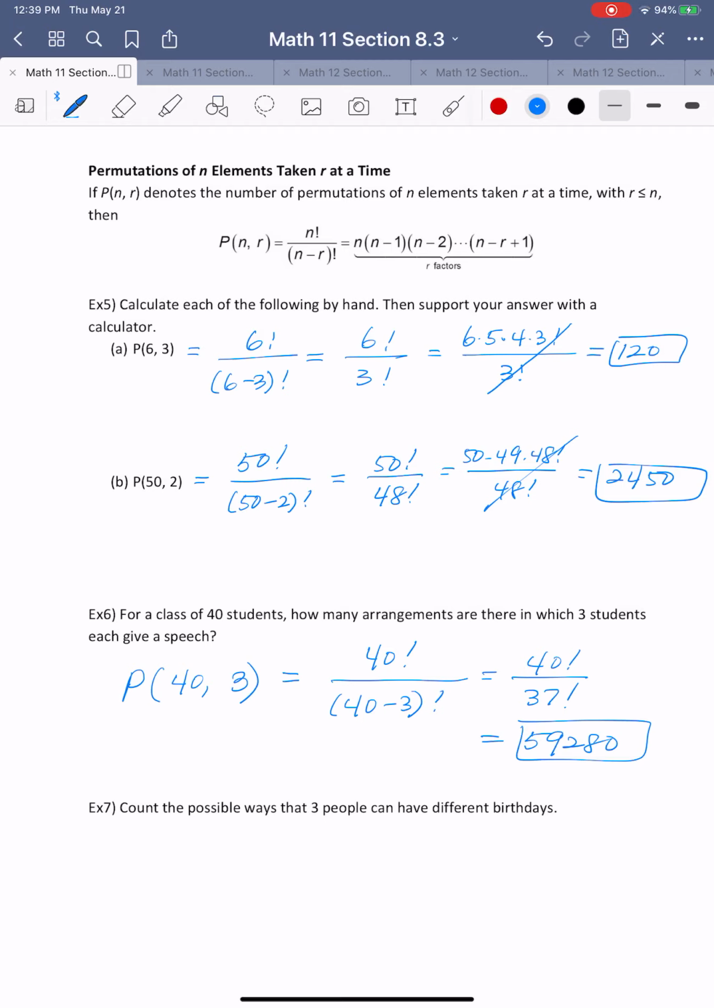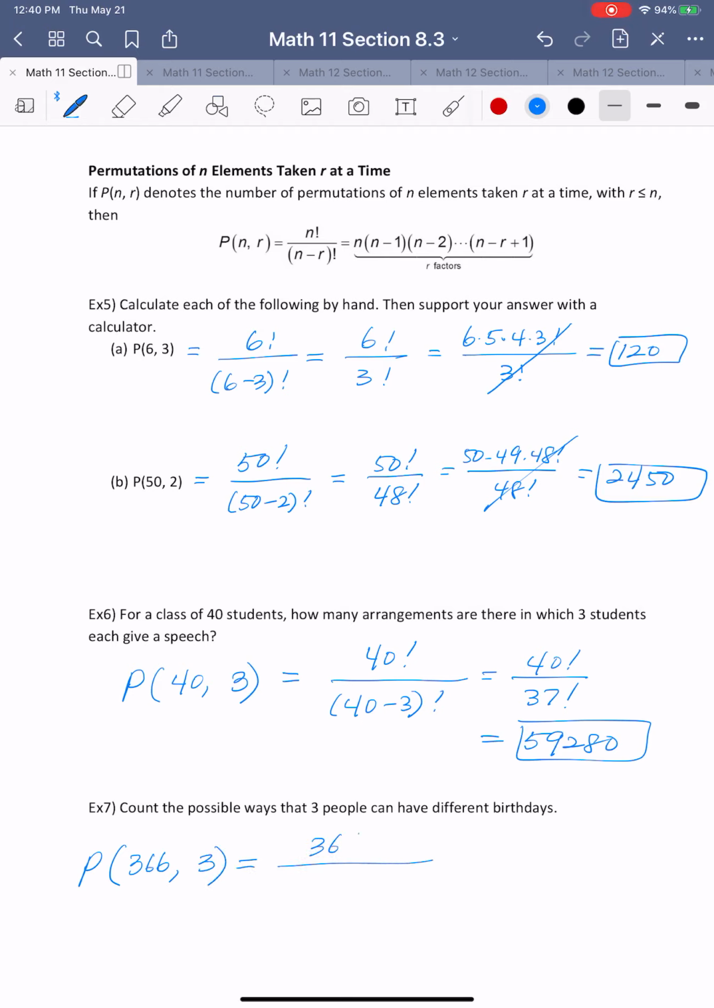Alrighty, number 7. Now from here, count the possible ways that 3 people can have different birthdays. So how many days in a year? Normally 365, right? But every 4 years you might have 366 days, since some people have a birthday on February 29th. So I want to choose 3 days, because 3 people have different birthdays, so everybody has a different day.